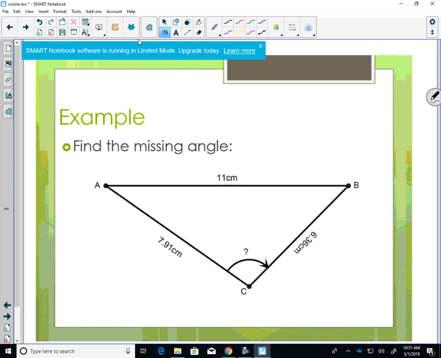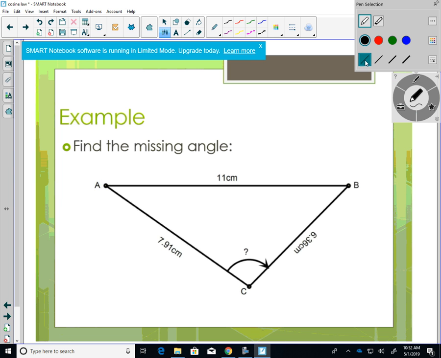Find the missing angle. We have 3 sides, don't we? You will notice that they labeled it A, B, and C, so that's nice. Three sides, right? So label, here's angle A. This one over here is side A. This is side C, and this is B here.